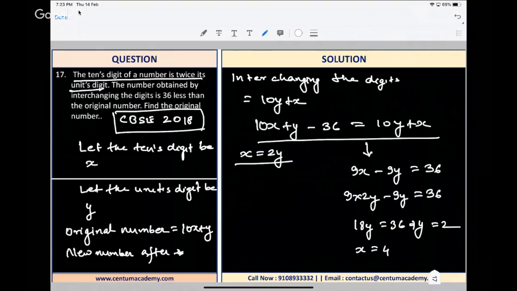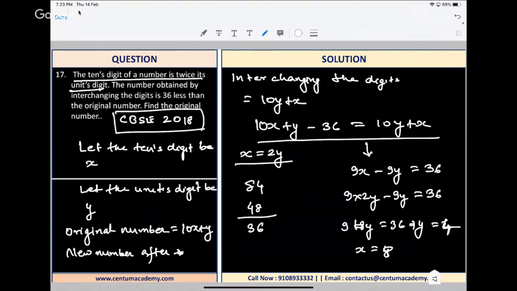Right? So, am I right? 42 and 24? No, I'm sorry. 9x minus 9y is 36, and x is 2y, so 18y minus 9y. Oh, this is 9y, I'm sorry. So hence y is 4, and hence x is 8. Right? So the number is 84, because if you reverse the number, you get 48, and the difference is 36.